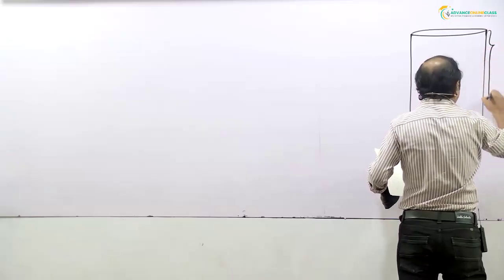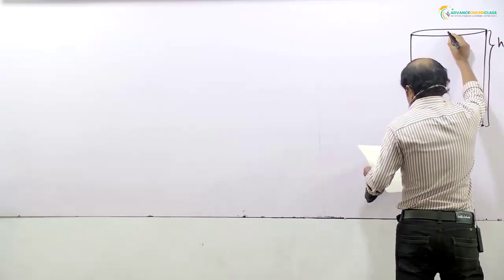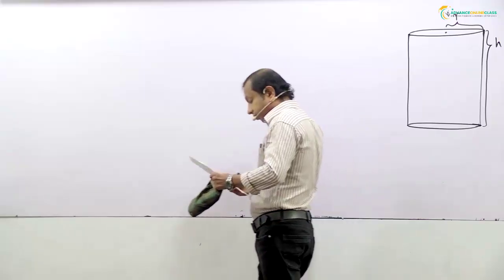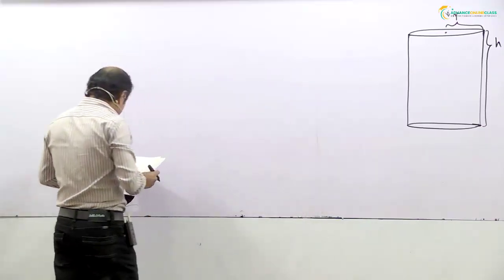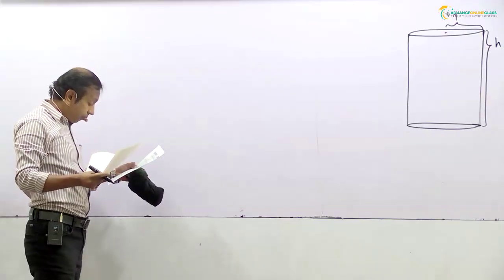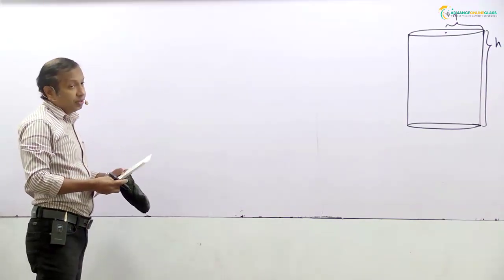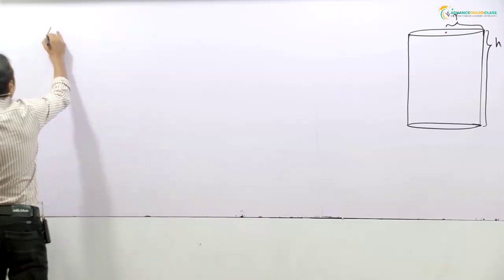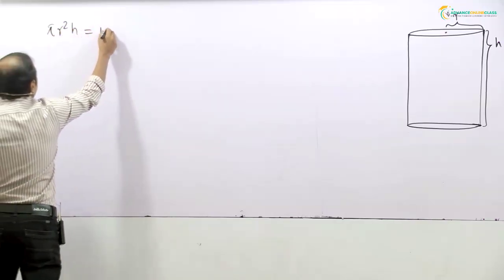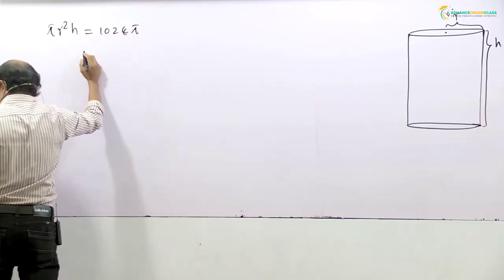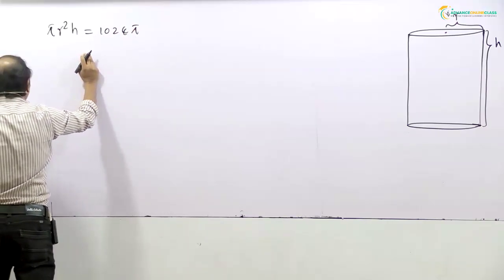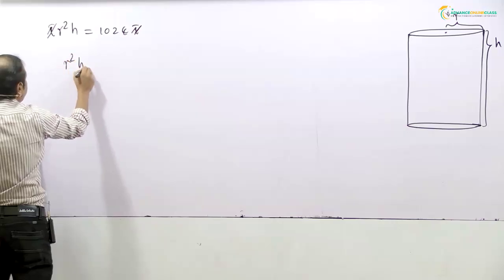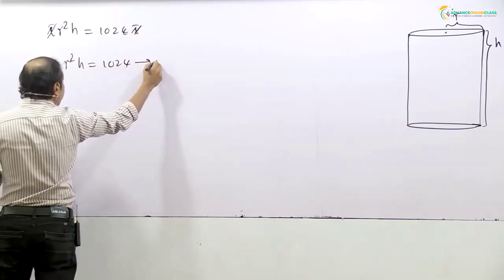Let us take this height as H. This is R. The volume is given as 1024 pi. What is the volume of the cylinder? Base area into height, no? Pi R squared H equals 1024 pi. Here you can cancel down the pi. R squared H equals 1024. Number 1.